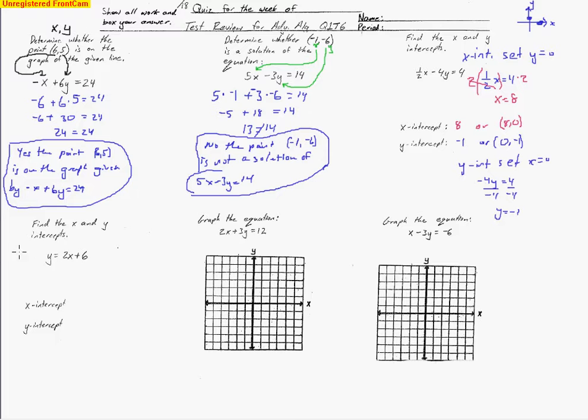Same sort of thing on this next one. We've got to find the x-intercept. For the x-intercept, I'm going to cancel out the y term, so I'm left with 0 equals 2x plus 6. I just have two steps. Subtract the 6 from both sides, so I'm left with negative 6 equals 2x, and then divide by the 2, and that gives me negative 3 equals x. So my x-intercept is negative 3.